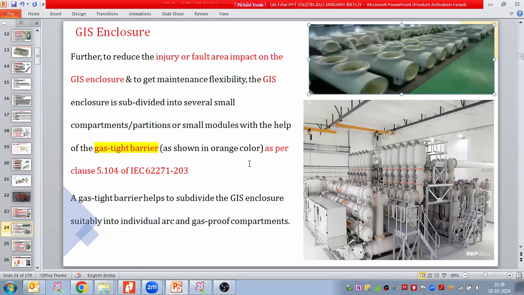And this compartmentalization is to be done as per clause number 5.104 of IEC 62271 part 203. A gas tight barrier helps to subdivide the GIS enclosure suitably into individual arc and gas proof compartments. Am I clear with this?